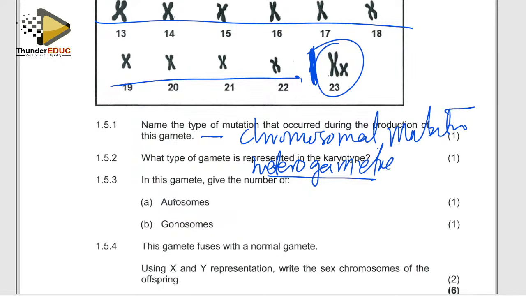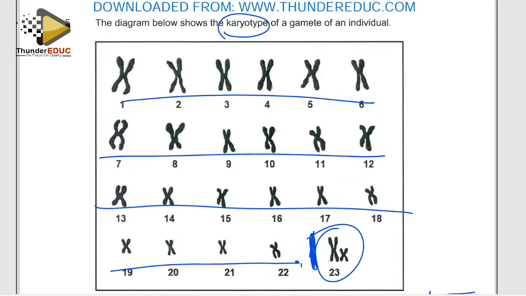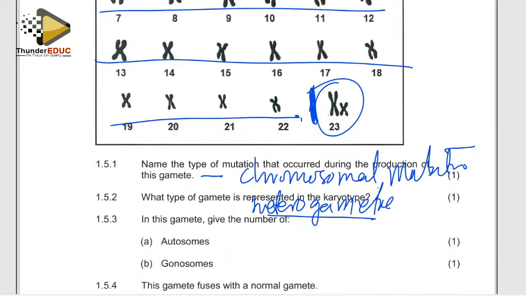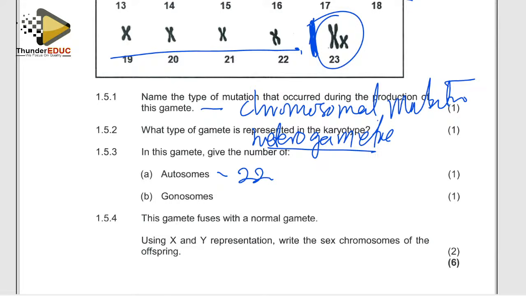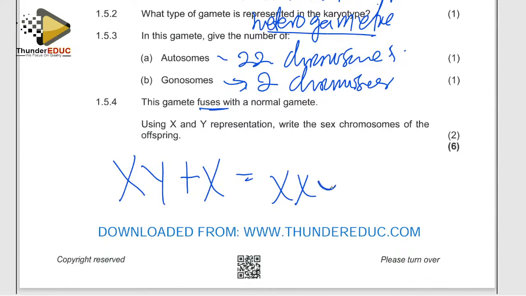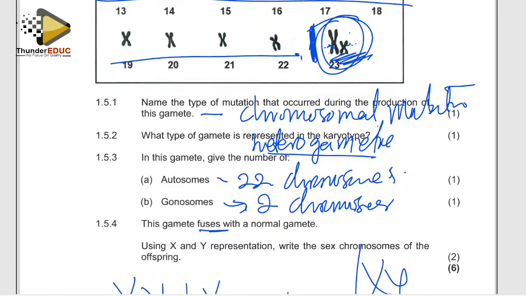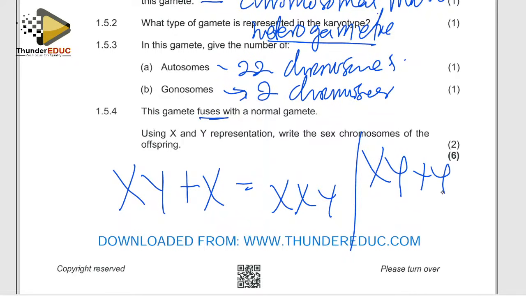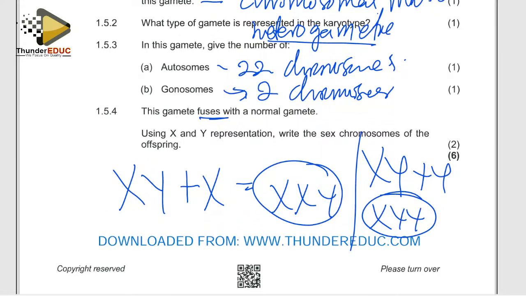In this gamete, give the number of autosomes. Remember, they are single. Therefore, they are 22 autosomes. Not 22 pairs, it's just 22 chromosomes. And then the gonosomes, if you look at them here, it is X and Y. If it fertilizes a normal gamete which has a Y, it is going to have XYY. So these are the two answers we are looking for in this regard. You get a mark here, you get another mark there.